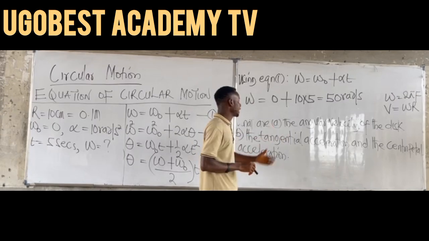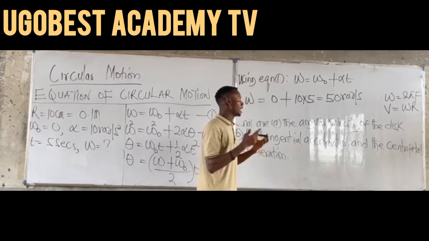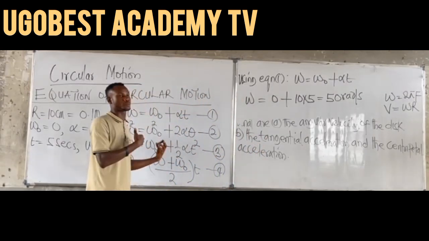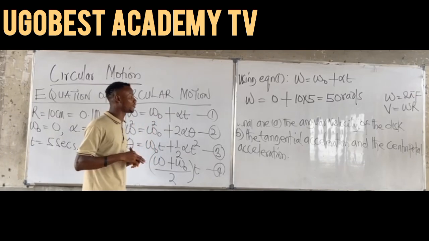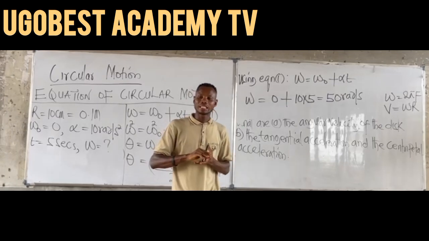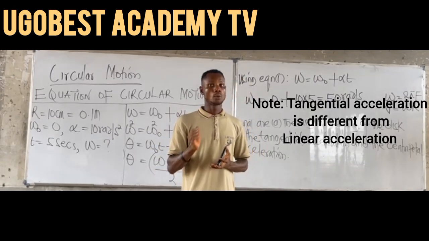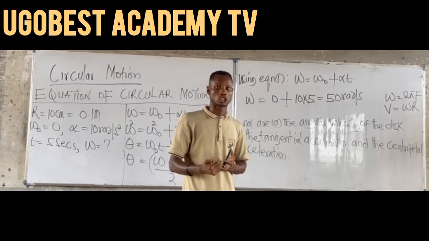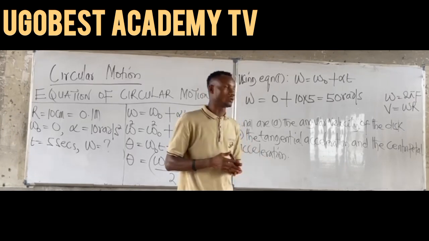So class, please pay more attention here. Okay, now we have calculated A. The next one here is B, tangential acceleration. In our last video, I proved the tangential acceleration. You can watch part 1 of circular motion. But the point here is, what is the formula for tangential acceleration? Pay much attention here: tangential acceleration is not the same thing as linear acceleration. But in terms of velocity, linear velocity is the same as what? Tangential velocity.